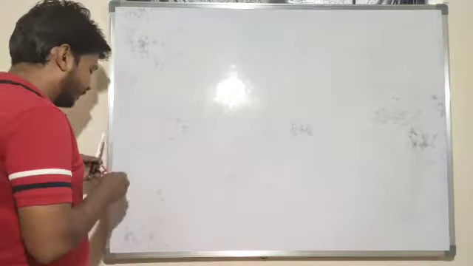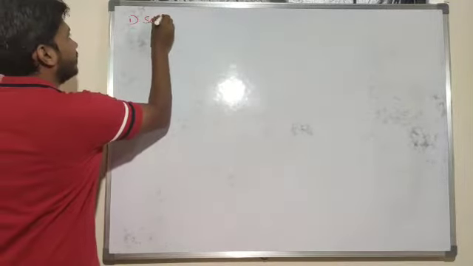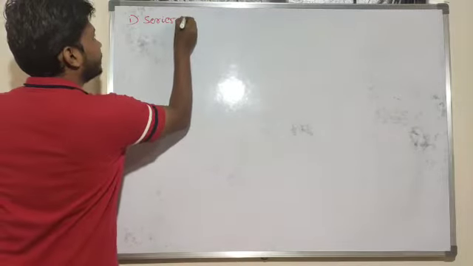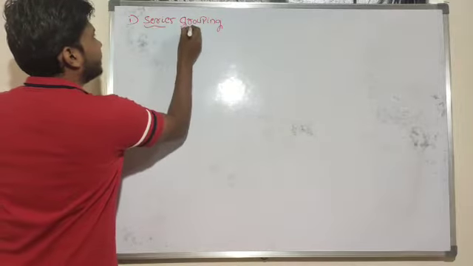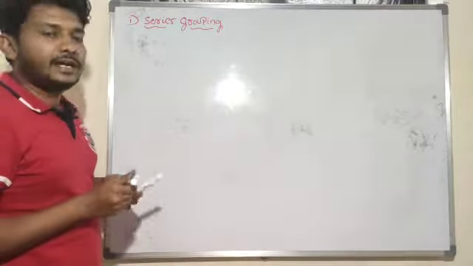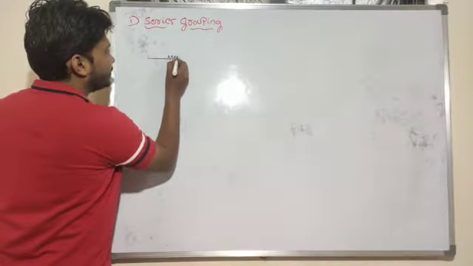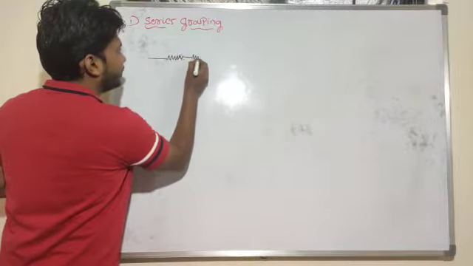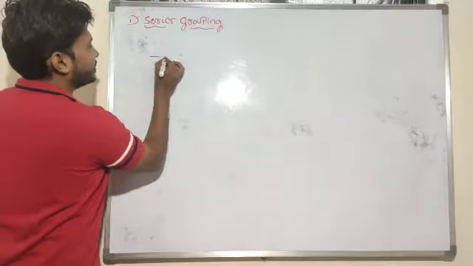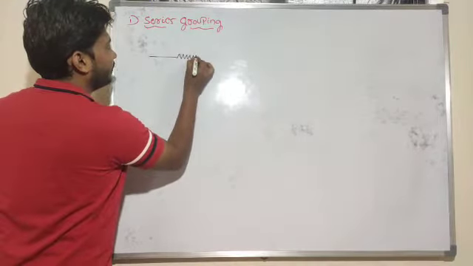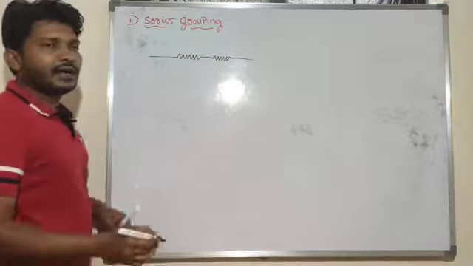First I will consider series grouping. Series connection means end to end connection. For example, this is one resistance, and one end of the resistance is connected to the other end like that. These kinds of combinations I will consider as a series combination of the resistance.